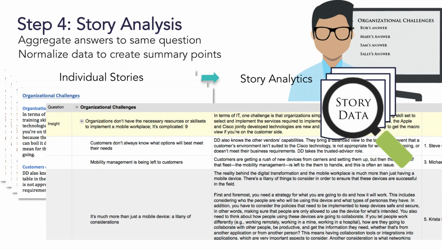In step 4, we aggregate the answers given and normalize the data. For instance, if we ask 10 sales reps storytelling a customer win what their customers' organizational challenges were, we can then aggregate the 10 answers into one place and look for patterns. Our "story data scientist" then looks for patterns to identify the major points in supporting text.